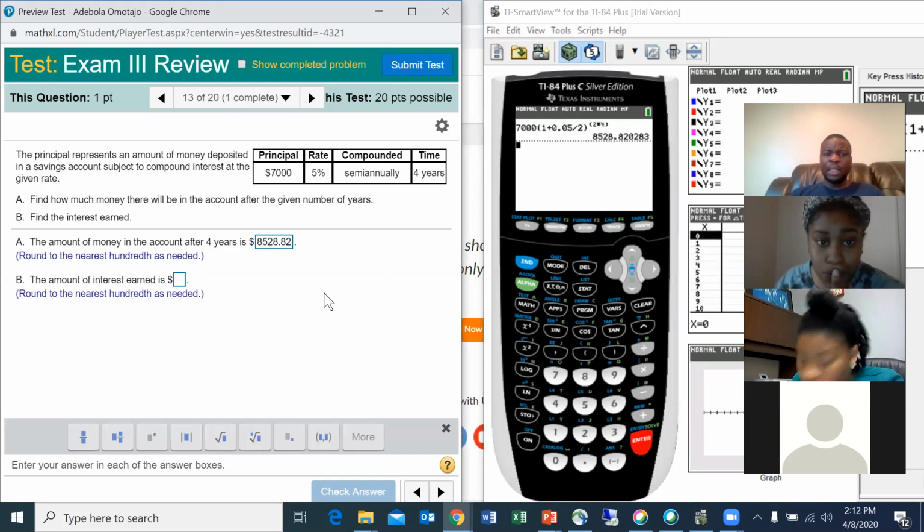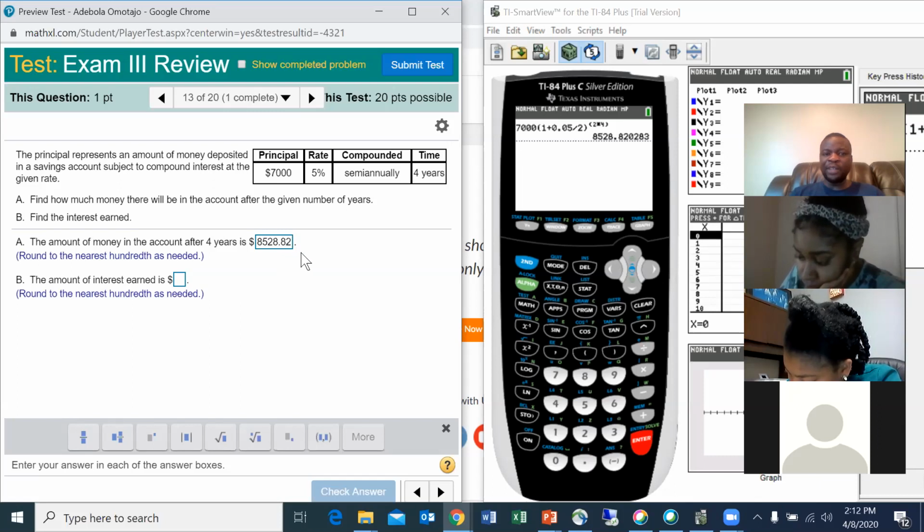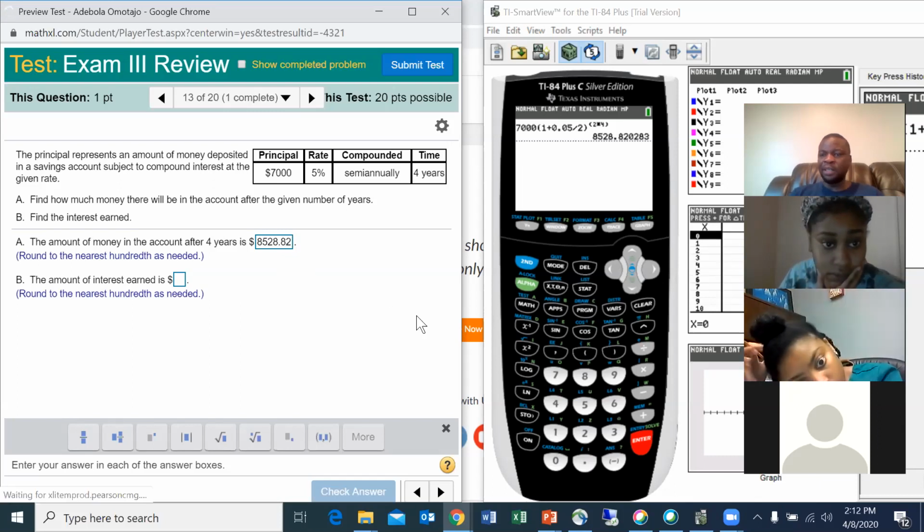Okay. So the principal is the amount you put in today. So you put $7,000 today. And after time T, after 4 years, you have more money, over $8,000. The next question is asking to find the amount of interest that was earned. Well, if you started with 7,000 and you ended up with 8,528.82, definitely you made some money.